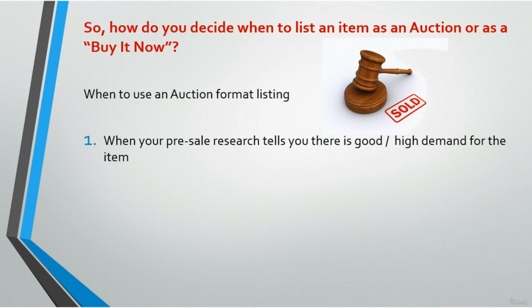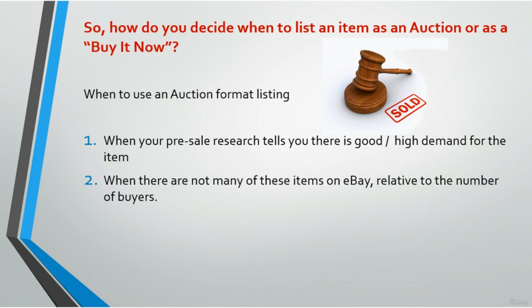And then other people will also place their bid. Suddenly, you've got a dog pile of people bidding on that item and starting a bidding frenzy. And that's when an auction listing really shines. Number two is when there are not many of this same item on eBay relative to the number of buyers. This is just another way of saying that the item is in high demand and there's low supply.